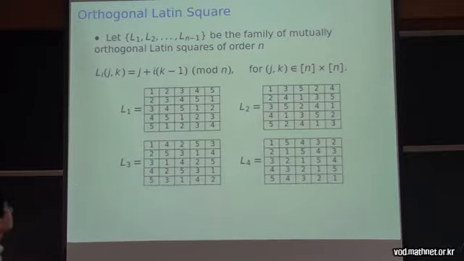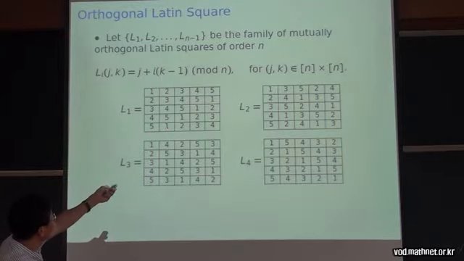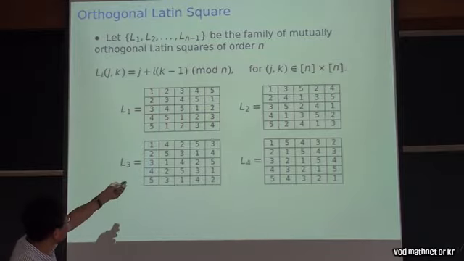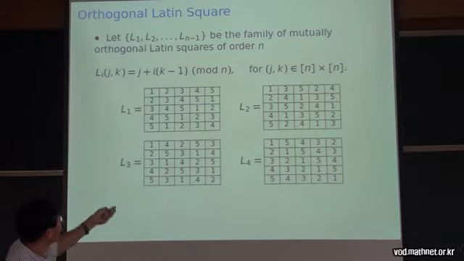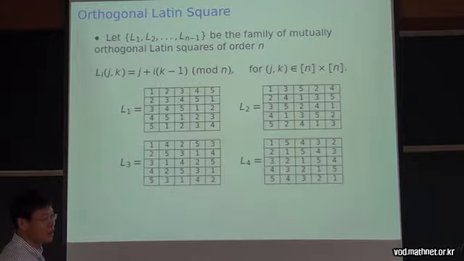Let me just think of it. Just look at this line. Look at the first two lines here. Do they have a common pair? No, because you just shift the second column. So you never have a common one.